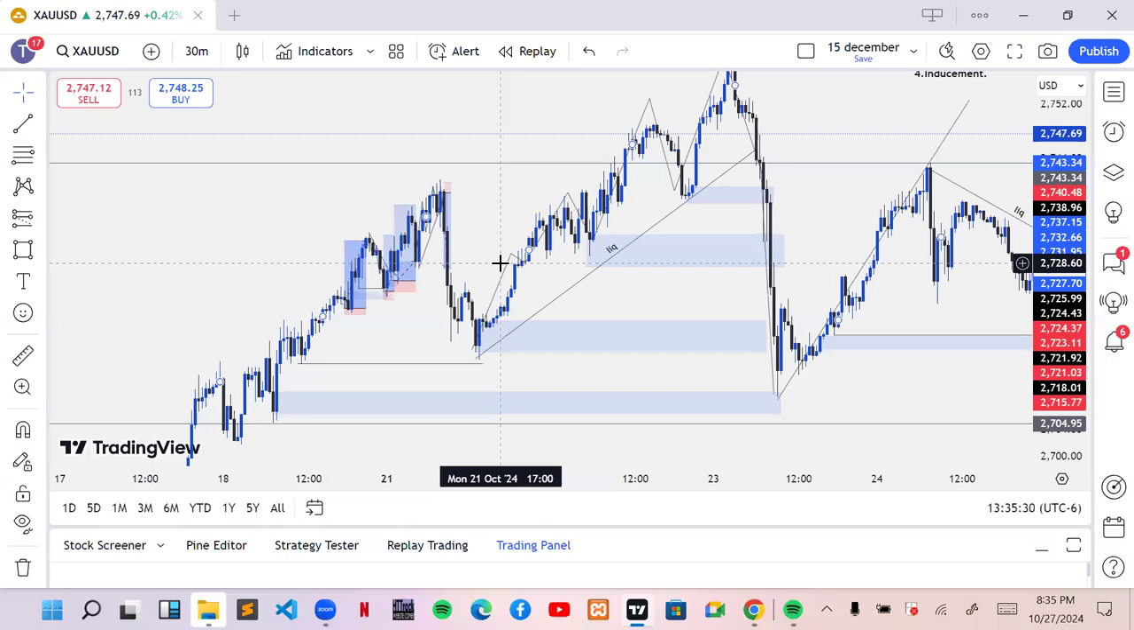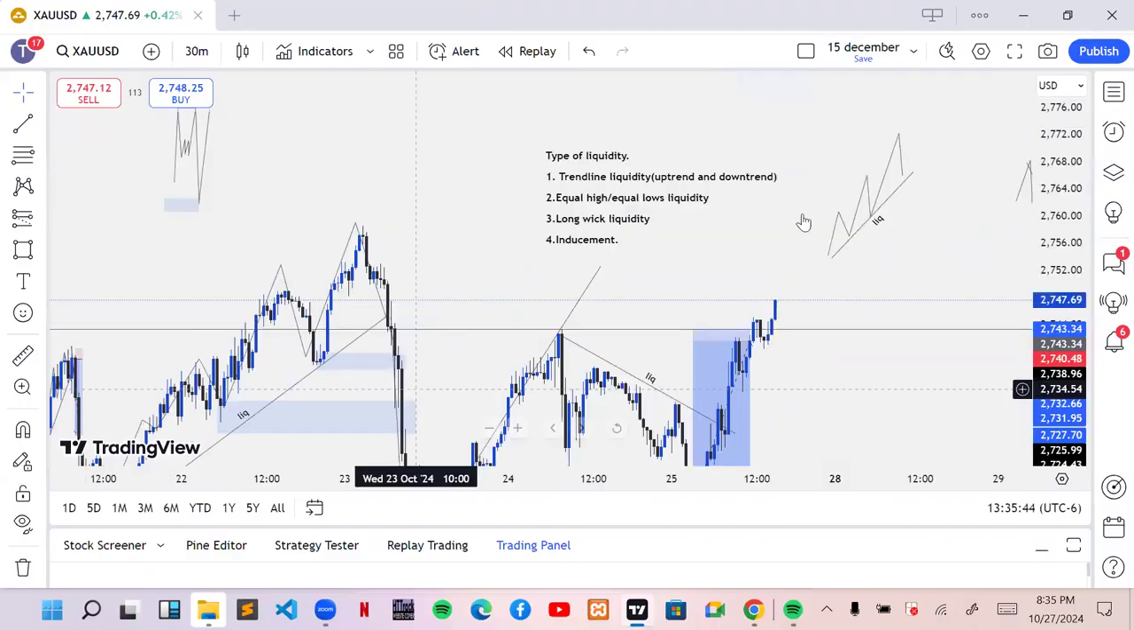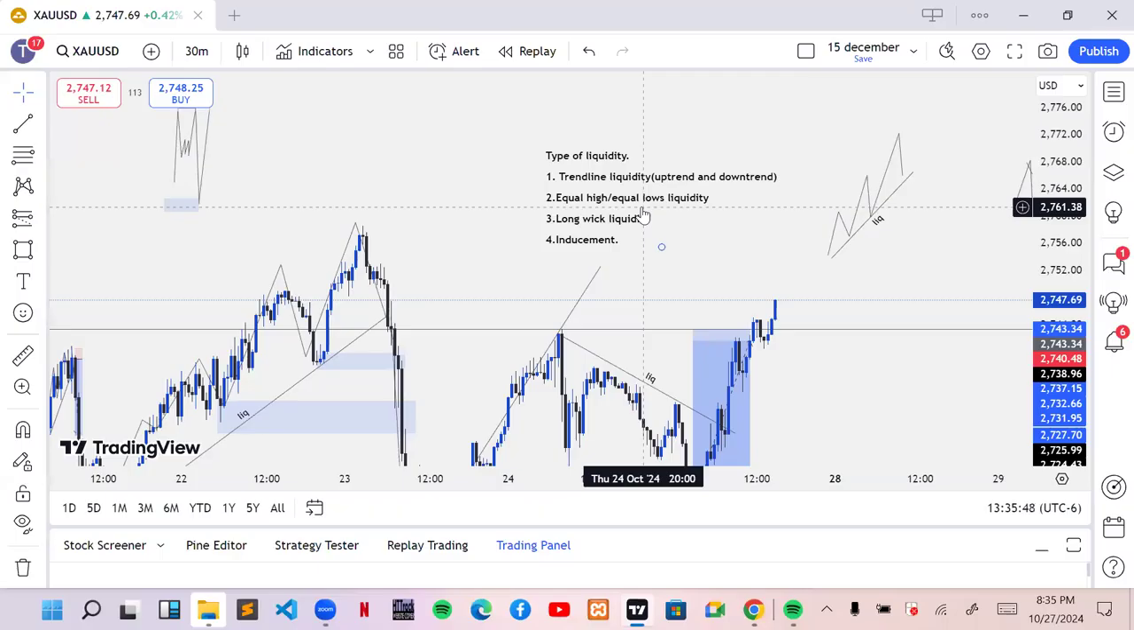Once the market has swept that trend line liquidity, it will trigger a point of interest that is closest to that trend line liquidity. After triggering it, that's when you can start seeing signs of a reversal in the market. Hope I'm well understood. So after equal highs and equal lows liquidity, there's what we call long wick liquidity.